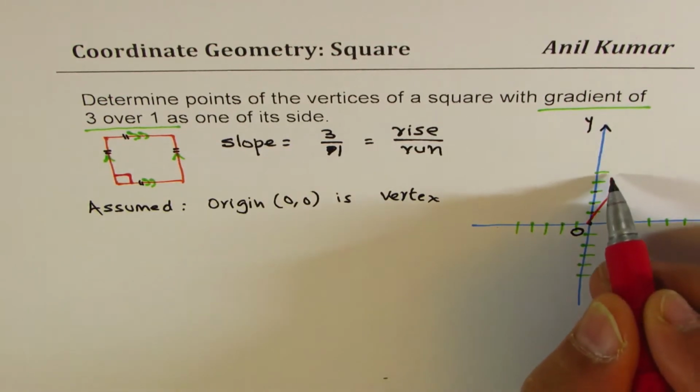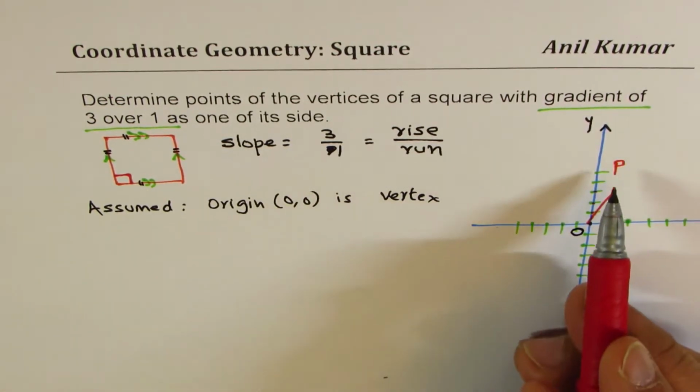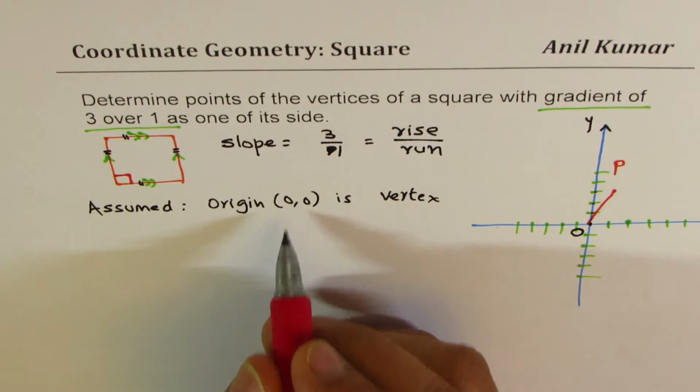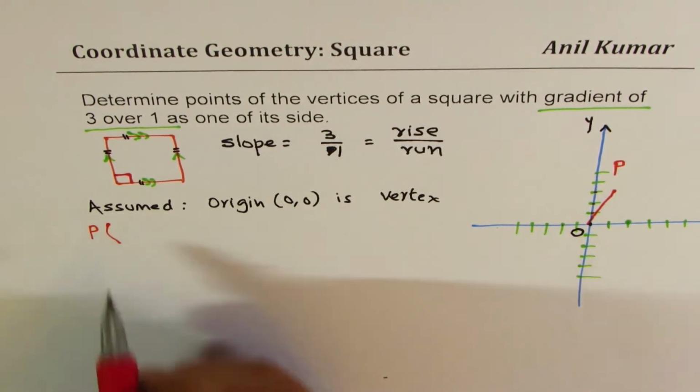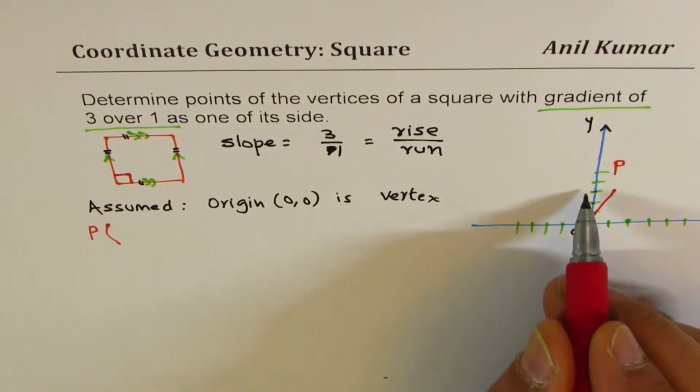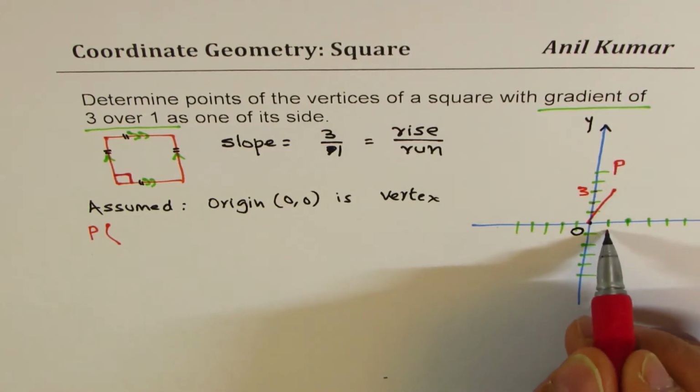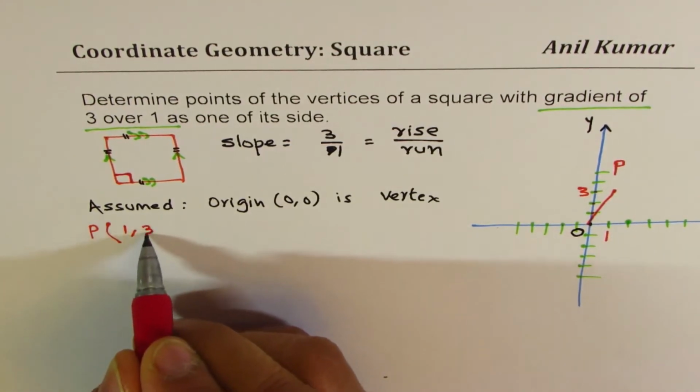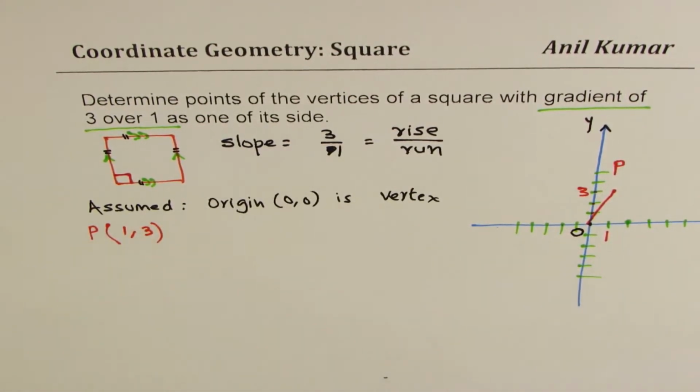We'll call this point P. What are the coordinates of P? This is 3, the y value. 1 is the x value. So it is (1, 3). Perfect? Okay.